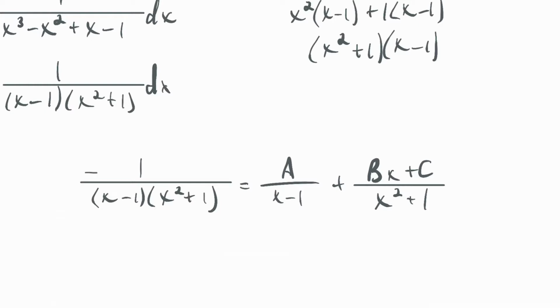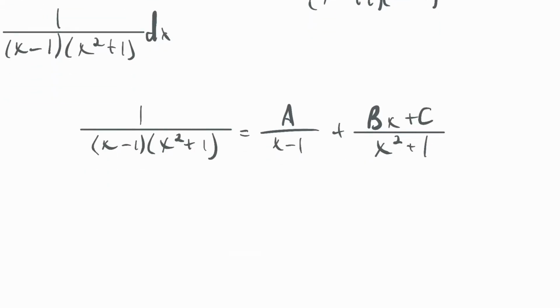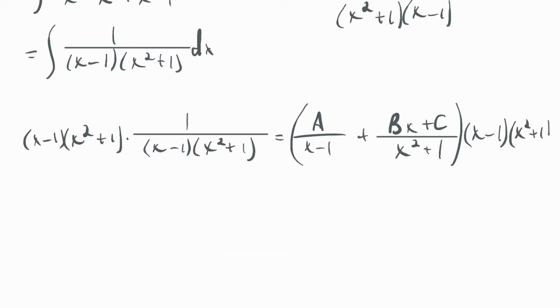You can imagine if this is complicated enough, you need a bunch of terms, right? Like say if the first one was actually squared and this one was actually cubed, we would need 5 terms total on the right-hand side over here. Anyway, so the standard thing to do is to multiply both sides by the denominator on the left. Okay, on the left, of course, we just get cancellation, right?